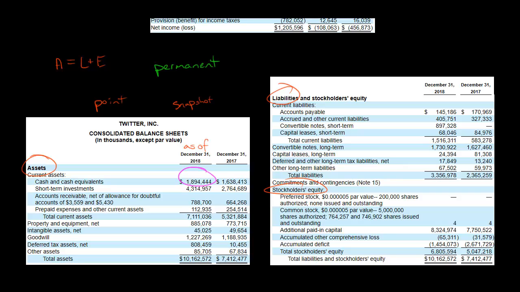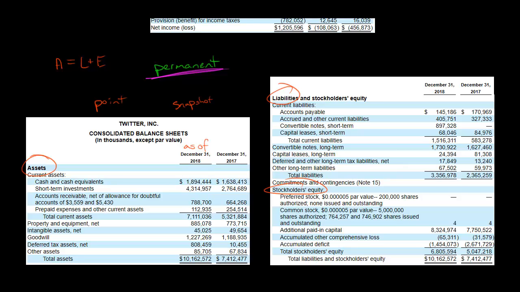The accounts can change from one balance sheet date to the next, and we see that they do, but you don't say, well, it's the end of the period, let's zero out the property, plant, and equipment. So these are permanent accounts. This is telling you the cash and cash equivalents ever since Twitter became incorporated. They have been tracking their cash balance, and this is the balance as of this date. So it's not tracked just for a period. It's just of that point in time.